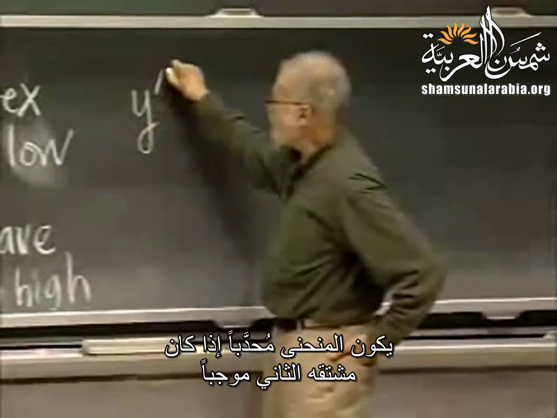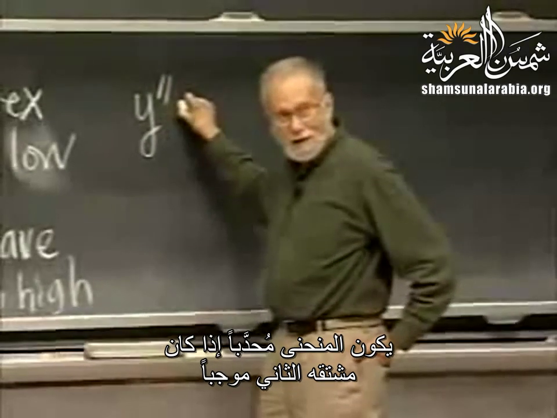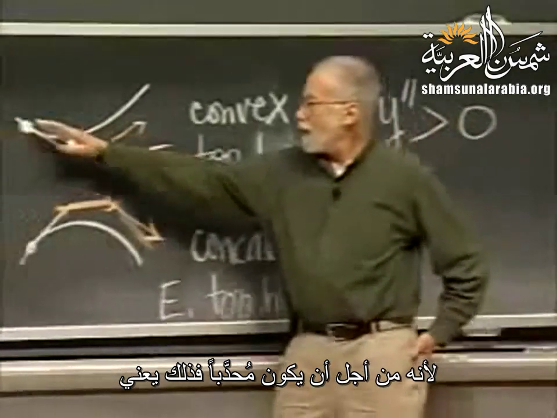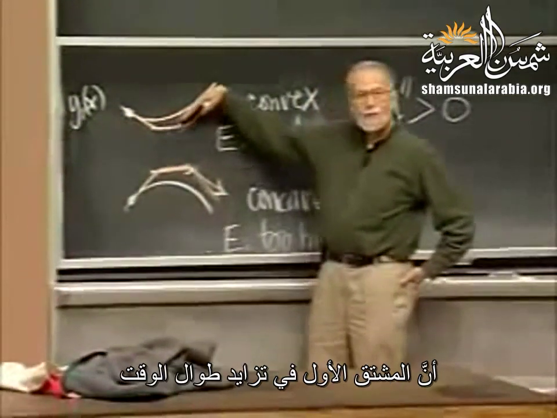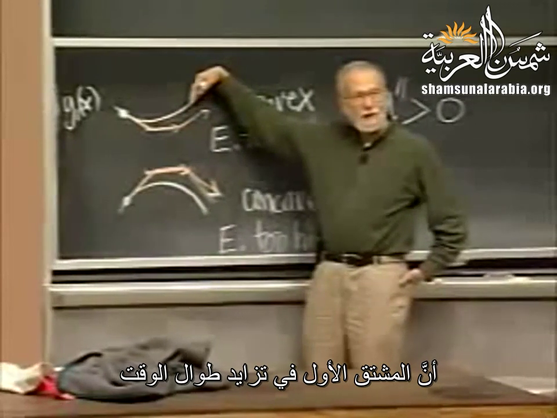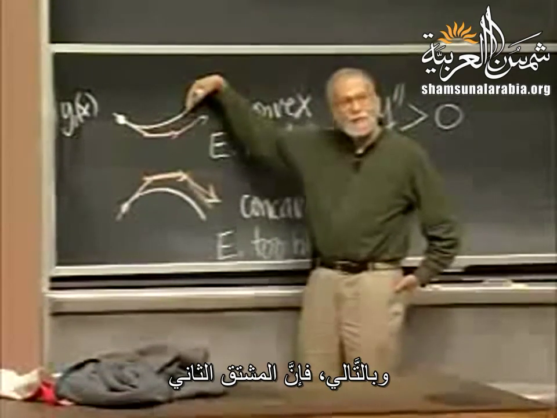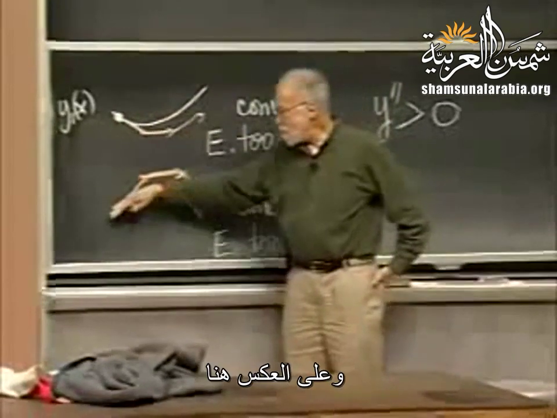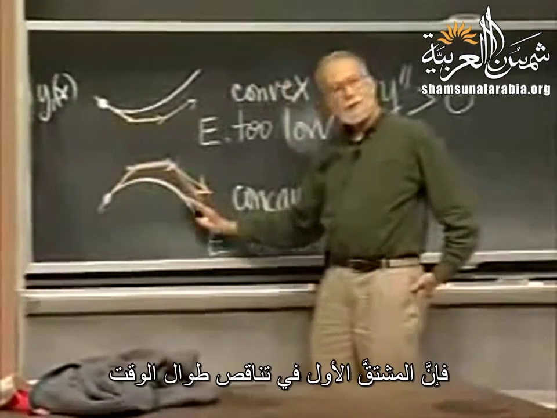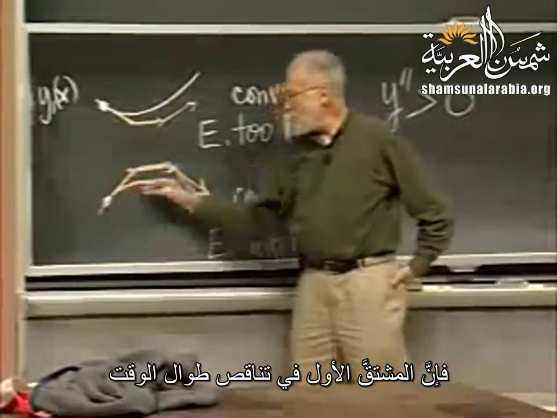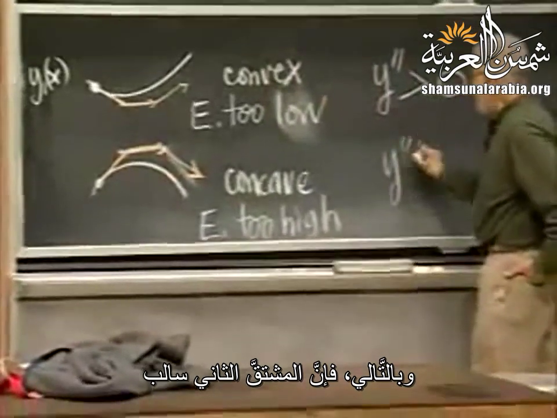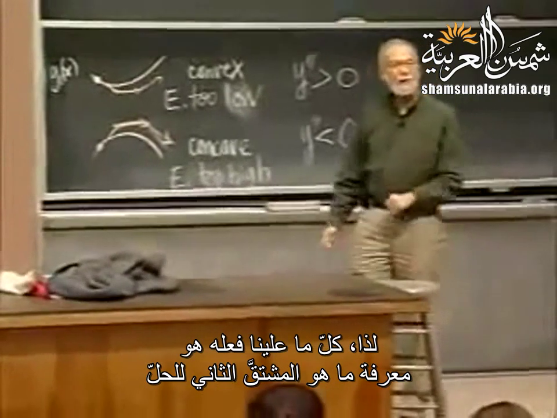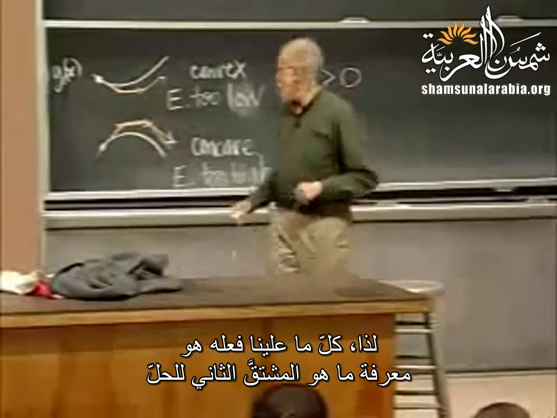A curve is convex if its second derivative is positive, because to be convex means the first derivative is increasing all the time, and therefore the second derivative, which is the derivative of the first derivative, should be positive. Just the opposite here. The slope, the first derivative, is decreasing all the time, and therefore the second derivative is negative. So all we have to do is decide what the second derivative of this solution is.